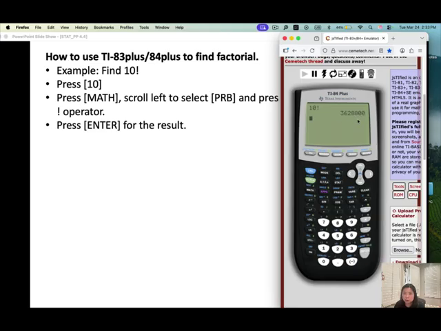You can also try 4 factorial. Click on the 4, click on MATH, go to the probability menu, and then click on the factorial, number 4, enter, which is going to be equal to 24.